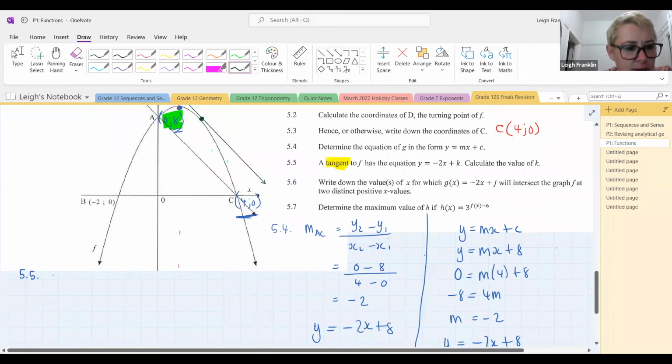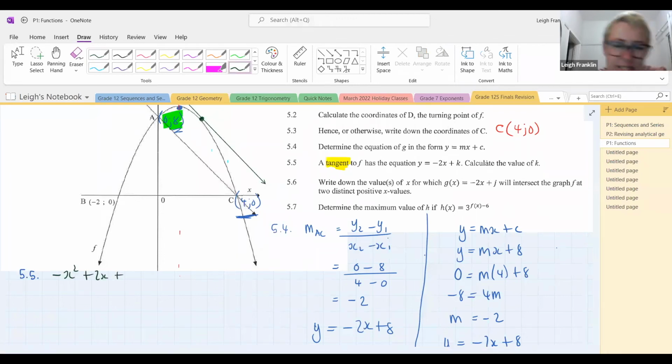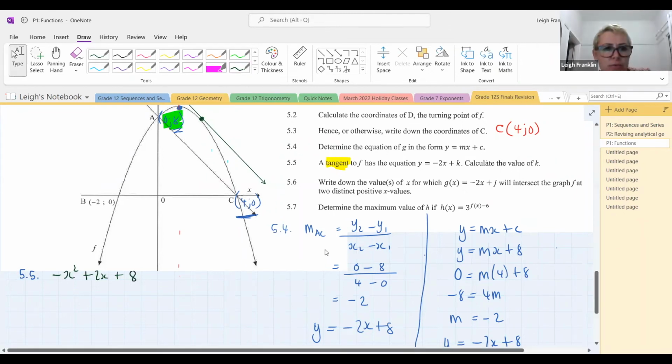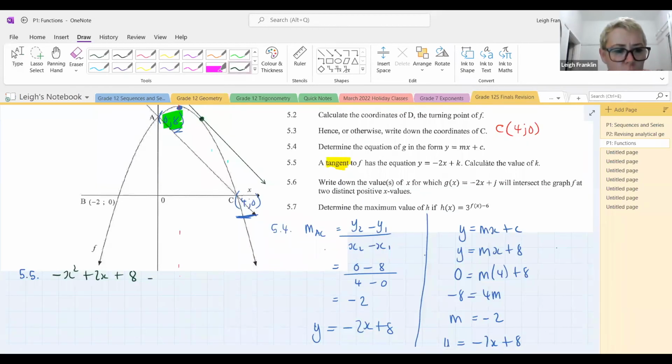Let's take negative x squared plus 2x plus 8. And let me just double check that that is correct. It is. And we're going to make them equal to each other, so equals negative 2x plus k. Okay, good starting point. Now what? Yes, they've got real roots. Can you see that? But more specifically than just real roots, what sort of roots do they have?